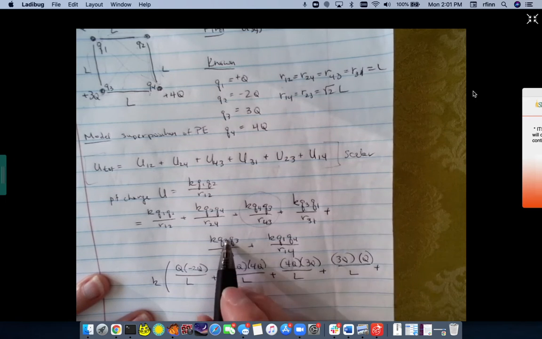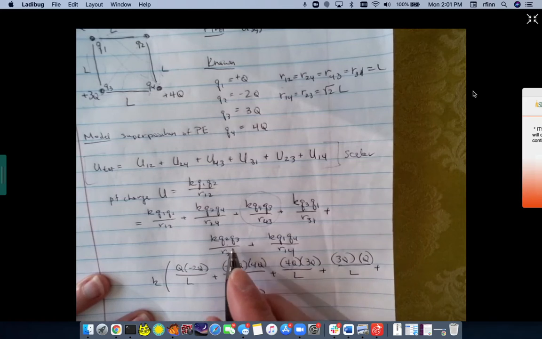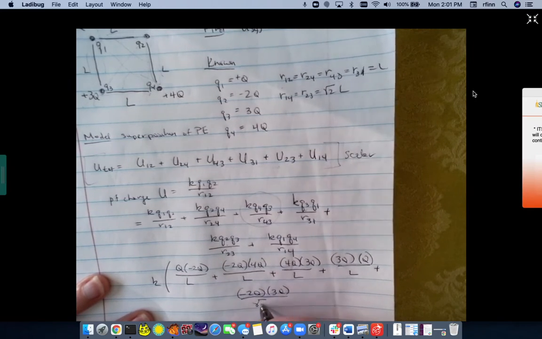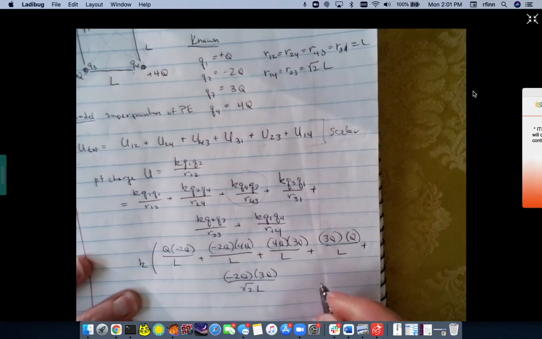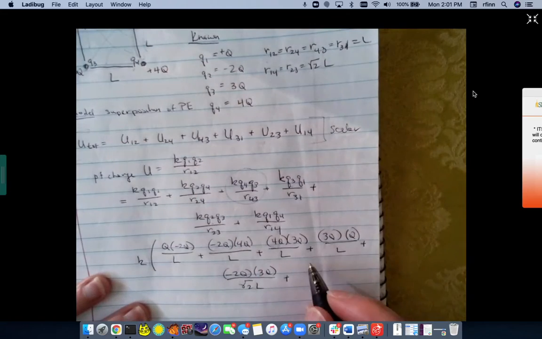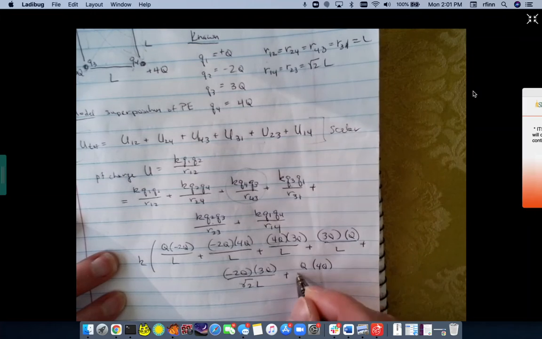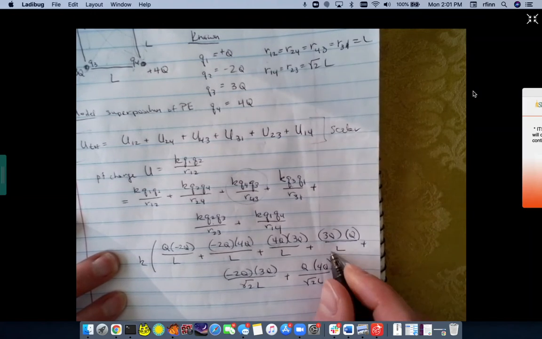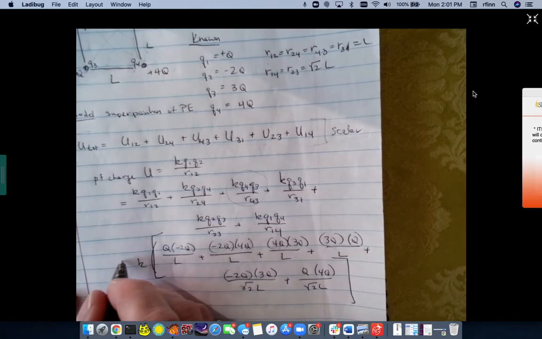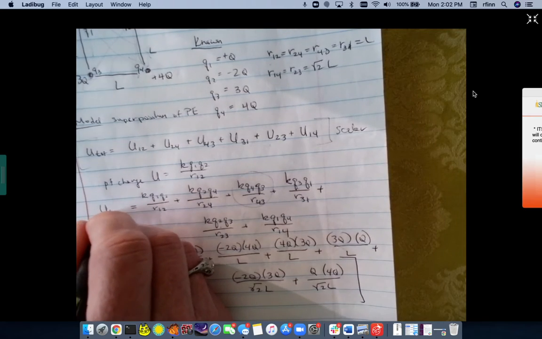Plus down here we have Q2, which is minus 2Q, Q3, this is across the diagonal now, and the square root of 2 times L is the distance between them. And then we again have this other diagonal. So that's Q1, which is Q, Q4, which is 4Q, divided by, again, the length of the diagonal. Let's just make that a square bracket so it's a little more clear that all of that's going to get multiplied by K, and that will give us our total potential energy.